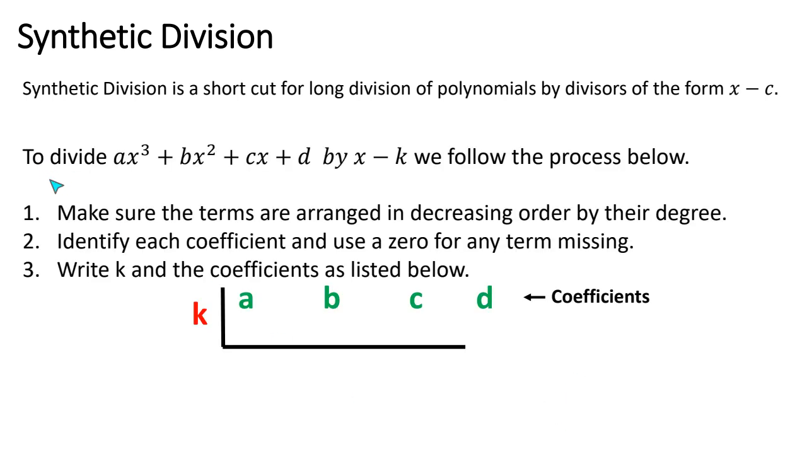In general, these are the steps, right? So you still want to arrange these from decreasing powers. And then we're going to identify each coefficient for each of these terms. So for x cubed, my coefficient is a, so I'm going to write it here. For x squared, my coefficient is b, so I'm going to write it here. Then my coefficient for x is c, and then we have d. If you're missing any of these terms, then we would use a 0 to replace it. Then we need to identify what our k is going to be. K is just going to be this number c here.